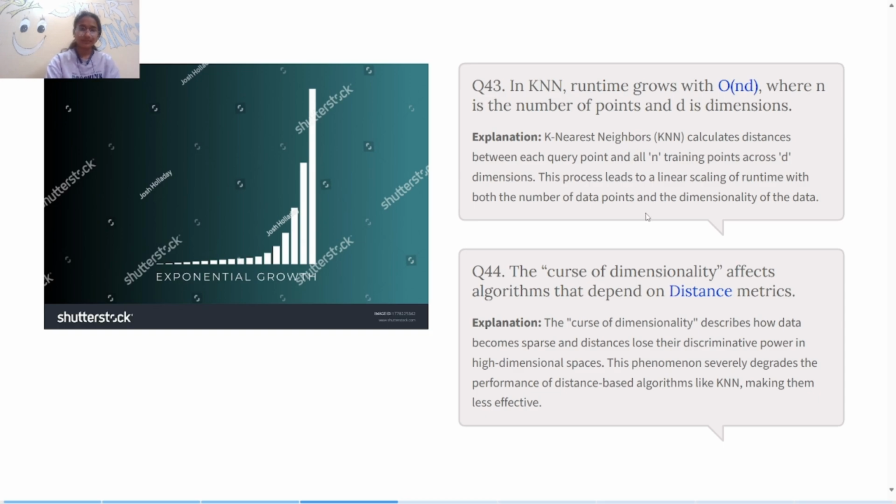Next question. The curse of dimensionality affects algorithms that depend on which methods? When dimension increases, distance calculations become meaningless. Points start looking equally far apart. That's why high dimensional data is difficult for distance-based algorithms like KNN and clustering. So here the answer is distance metrics. Basically they depend on distance metrics.